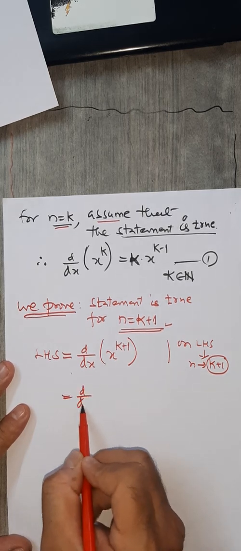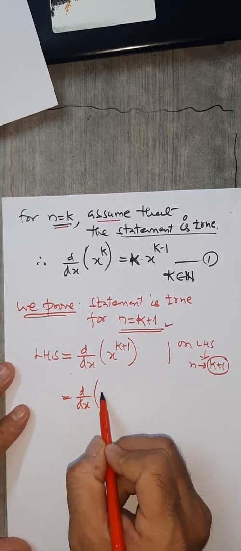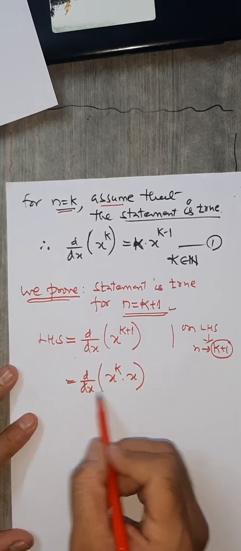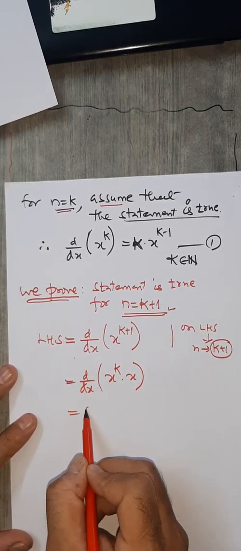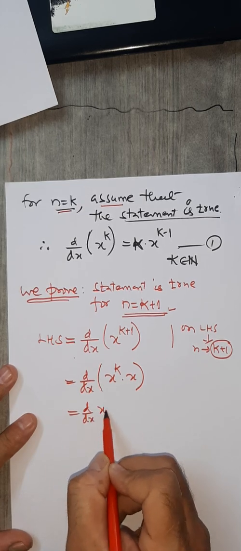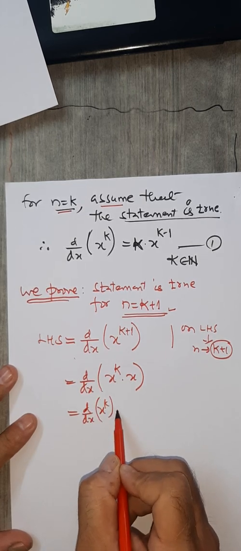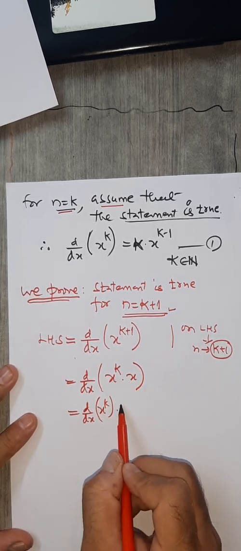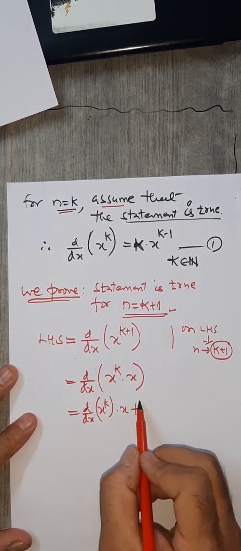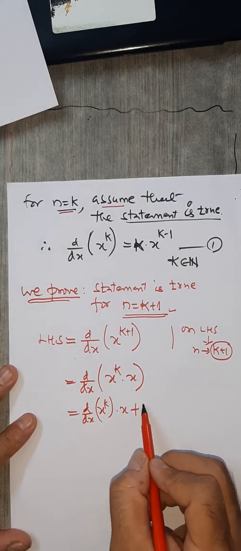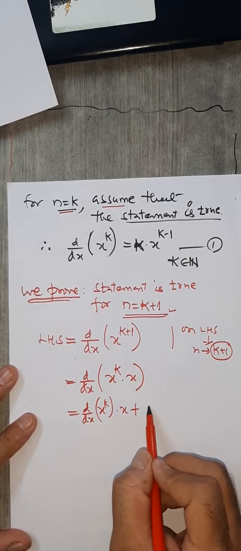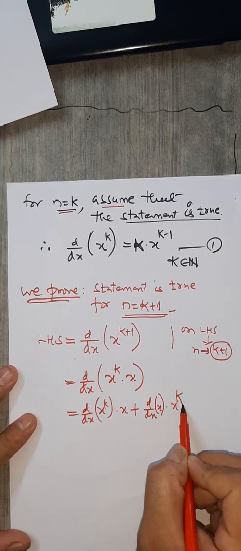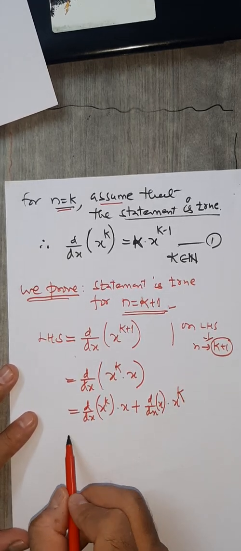You know PMI. Now this you can rewrite as x raised to k into x. That you know. Now you can use the product rule. So d by dx of x raised to k into x, differentiation of product rule. Differentiation of the first part, x as it is, plus now differentiation of x, that is d by dx of x, into x raised to k as it is. This is simply product rule.